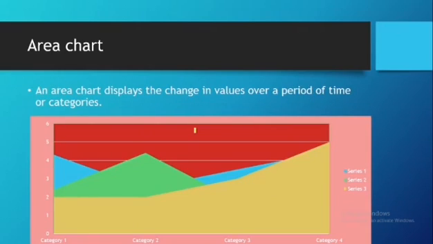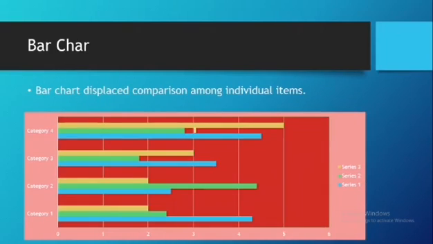The next is area chart. An area chart displays the change in the values over a period of time or categories. It is just like the line chart, but here the area covered is shown in different shades.